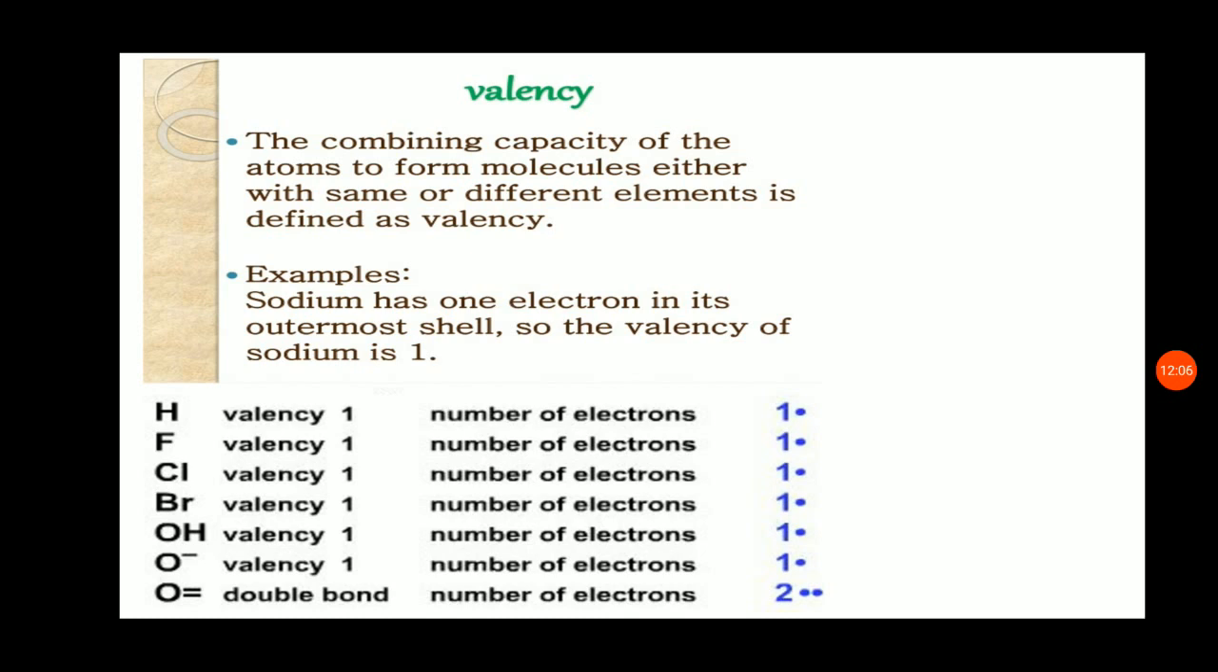The valency of chlorine is 1. The number of electrons in the valence shell is 7, but only one electron combines with another atom. So the valency of chlorine is 1. Oxygen has 6 electrons in the valence shell, but only 2 electrons combine with others. So the valency of oxygen is 2.